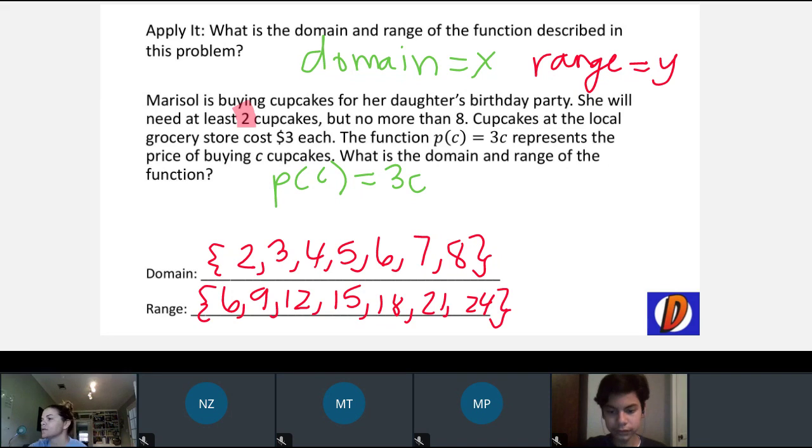Okay? So you'll start to see some problems like this as we're moving into domain and range. Sometimes it's easy. Sometimes it's like, oh, anywhere from 2 to 8, and all numbers in between. Sometimes it's trickier. It's like this, where we cannot buy 4.25 cupcakes, right? So then it would change to just the whole numbers.